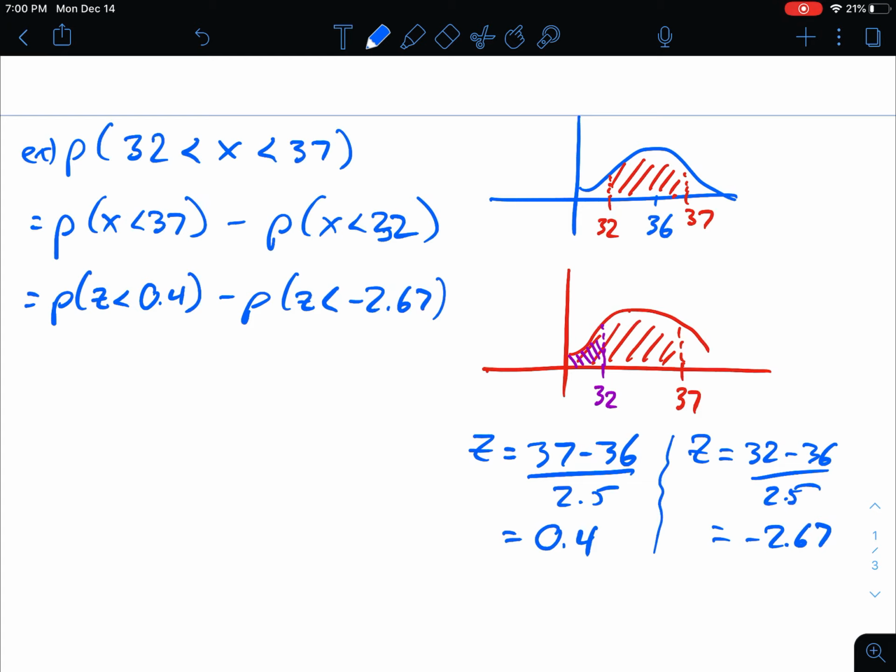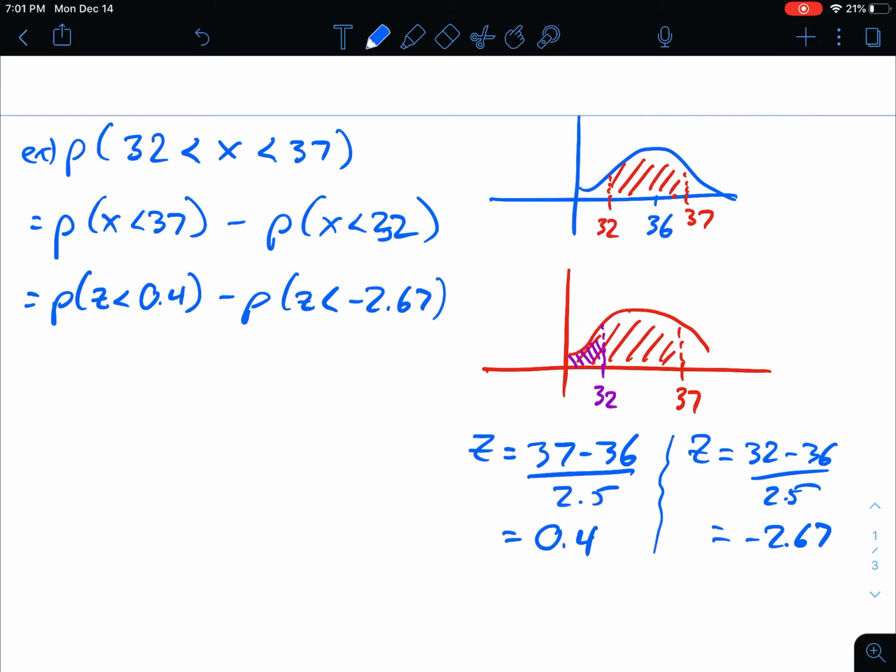Be very careful with a question like this. I've seen lots of times where people will mix these up. They're going to write the wrong z's in a wrong order. You got to make sure the one on the left, this was the 37 one, I got to write the z-score that goes with 37. The one right over here, it was the 32 one, and you have to match it up with the z-score for 32. All right, so we've got it set up properly now.